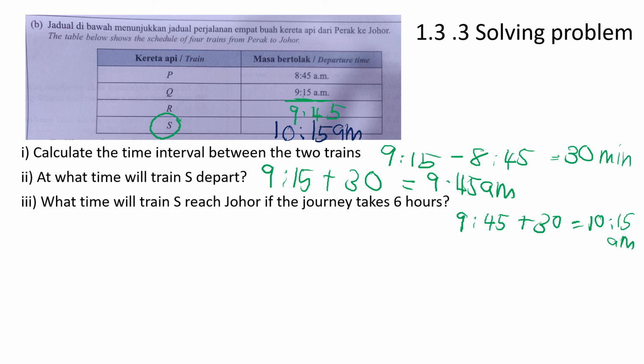The third question, what time will train S reach Johor if the journey takes 6 hours? Train S departs at 10:15 am. The journey takes 6 hours, so you just add 6 hours to 10:15 am. The answer will be 4:15 pm. That's all for the solving problem question.